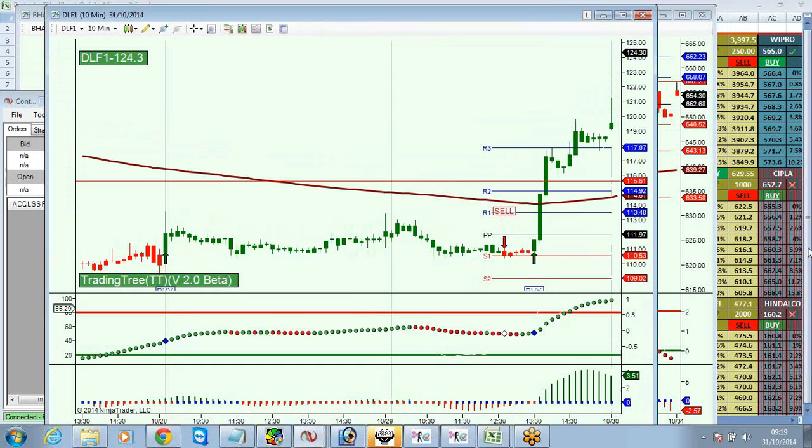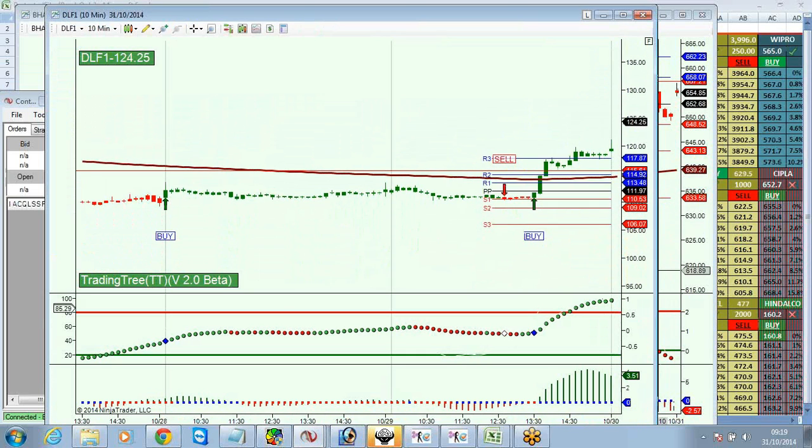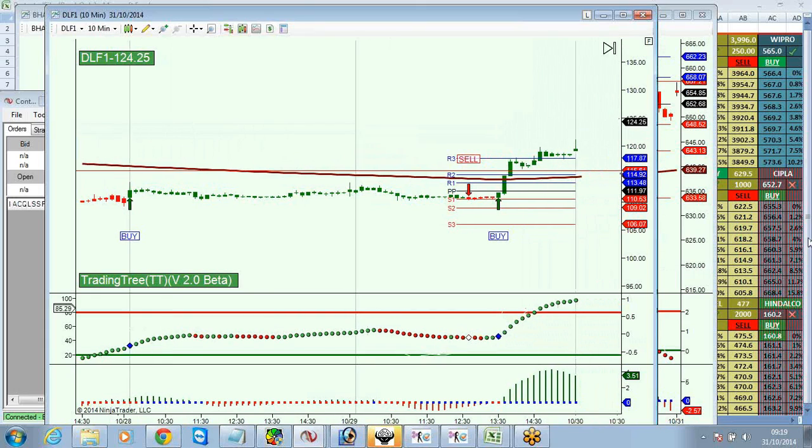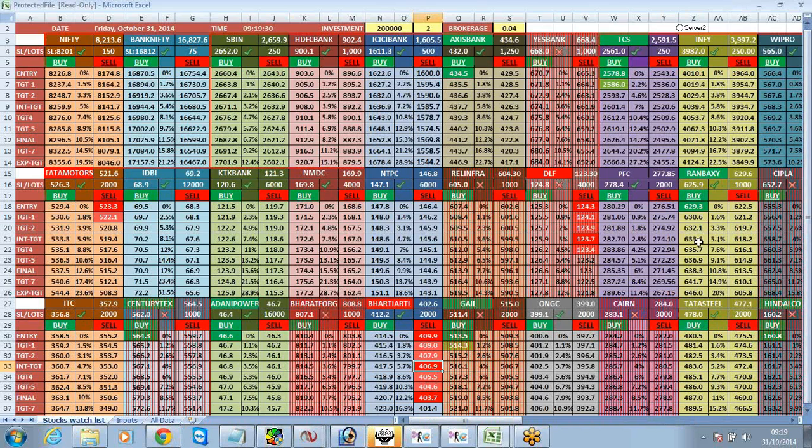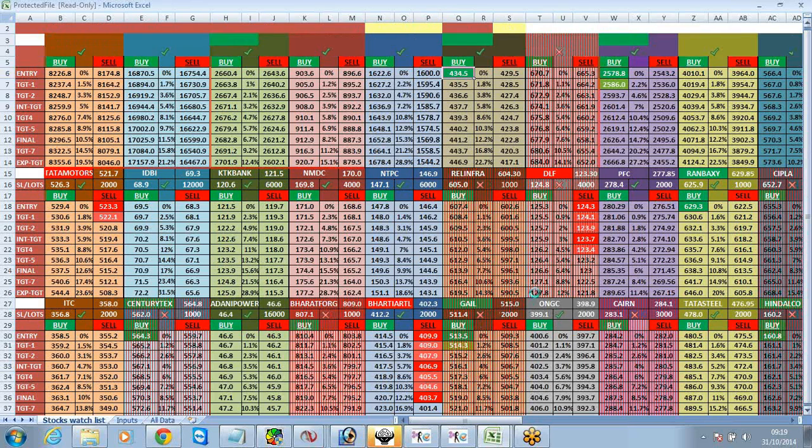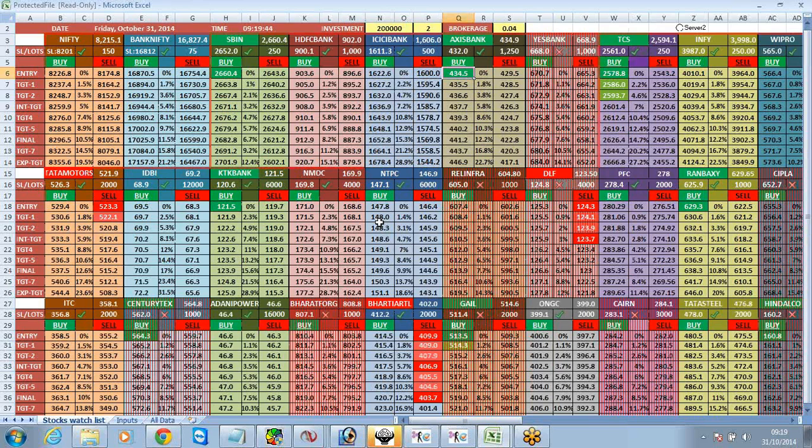So DLF is a strong buy which is still continuing. It's a gap up open actually. You can see that it is at 124. So we have a buy call in Axis Bank, that is 434.50. So the prices what you are seeing on this particular chart right now are the equity prices. So with the equity prices you can trade in both, all the segments, that is equity, that is the cash or the spot market. You can trade in futures, and you can even trade in options also.